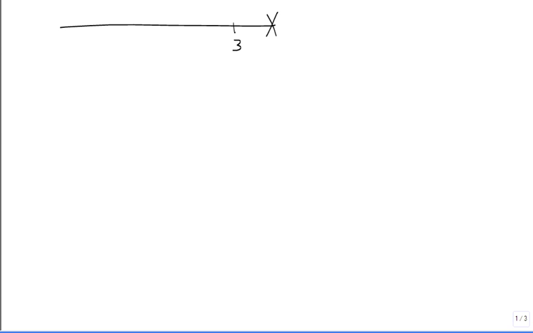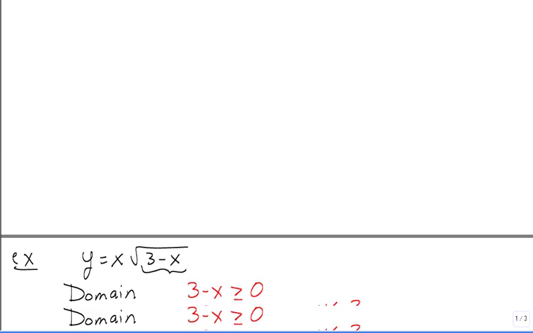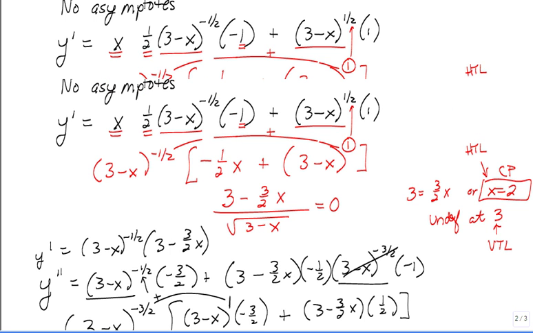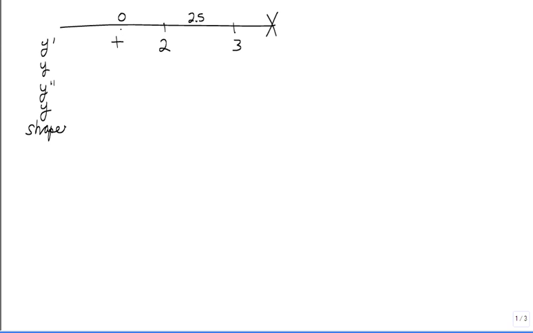Okay, here's my number line. So the next number is 2, our only critical point. So let me test 0 and 2.5. So if I test 0 in the first derivative, let's go back and see what the first derivative was. I test 0 in there, it's going to be positive. And I test 2.5, it's going to be negative.